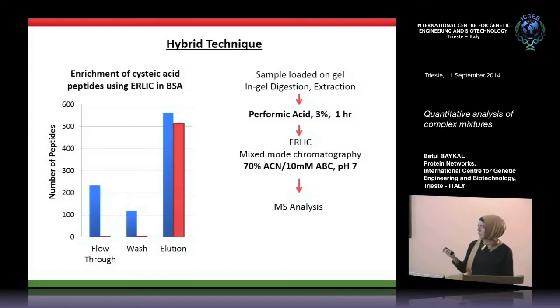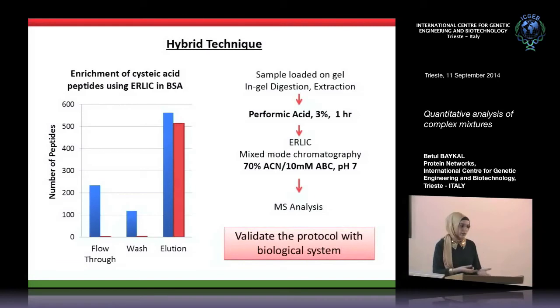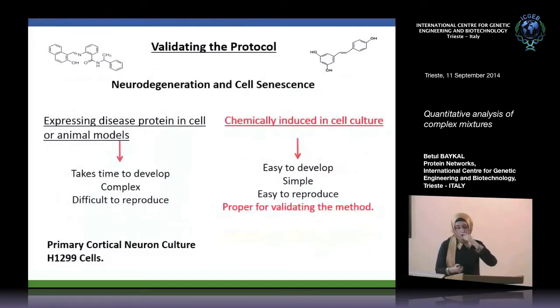So as a next thing, we wanted to validate the protocol using a biological system. So besides proteomics, I was also interested in neurodegeneration and cell senescence. And there are many different models to study these disorders and conditions. For example, one is expressing the disease protein in cell or animal models, genetic models. However, they take time to develop. They're very complex. It's hard to get them. And it's difficult to reproduce the same model.